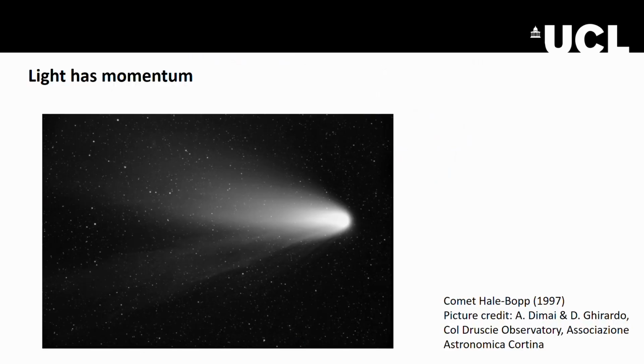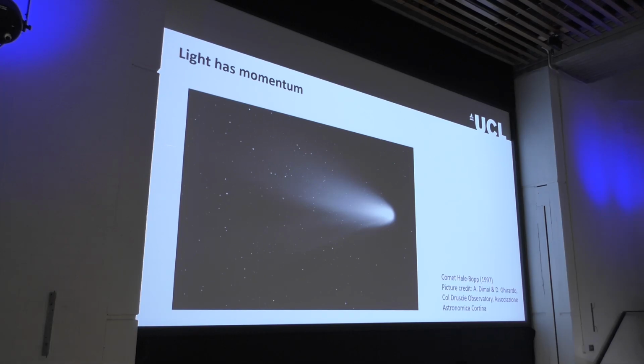Comet Hale-Bopp made a spectacular appearance, actually while I was a graduate student, so quite a long time ago now, 1997. And what we all know about comets is that they have a tail, and the tail extends behind the comet. But why do they have a tail?